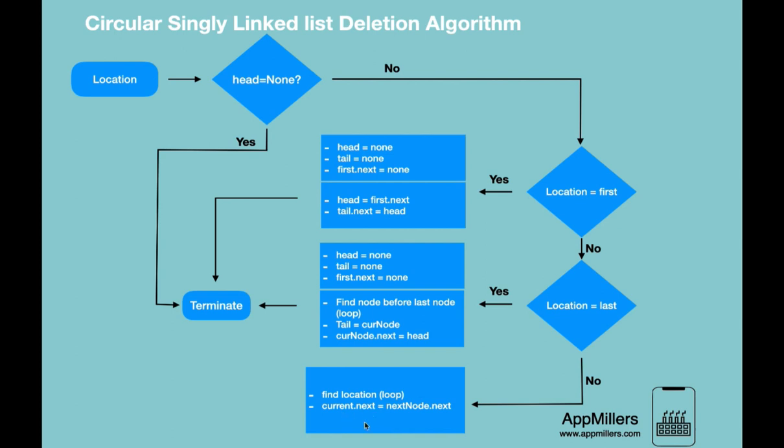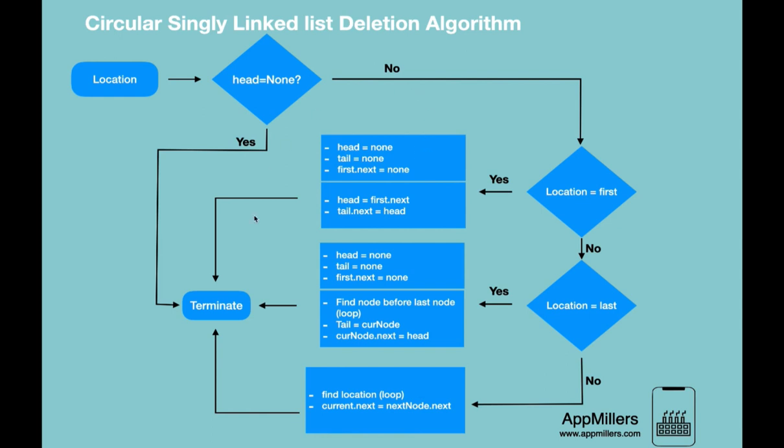Then the node after the current node becomes eligible for garbage collection, and the garbage collector comes and destroys it. And with this, the deletion of a node from the middle of a circular single linked list is complete. So we terminate our algorithm. So this is our algorithm for deletion of a node from a circular single linked list. Here we combined all three cases to make our life easier.